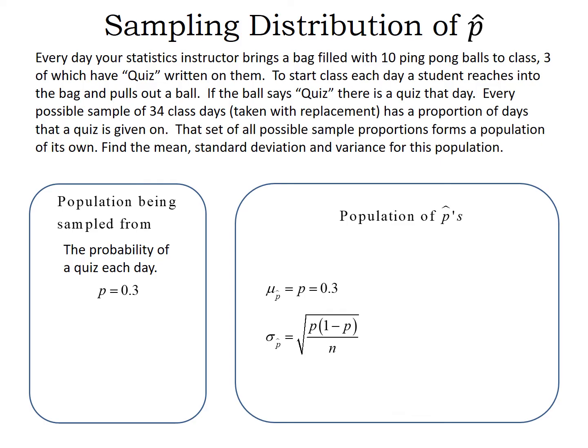The standard deviation of the p-hats, so how far off? Again, some groups of 34 will have less than 30% quizzes. Some will have more than 30% quizzes. How much more or less? That's what the standard deviation tells us. Again, all we got to do is plug in the 0.3 for p and the 34 for n, and we get approximately 0.078 and change.